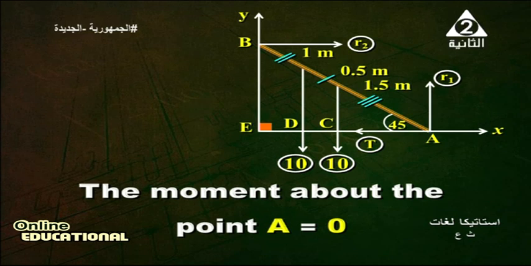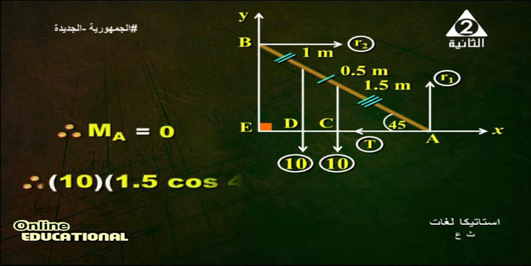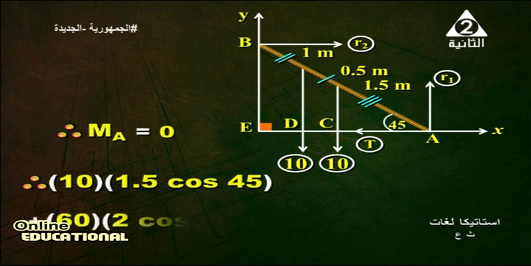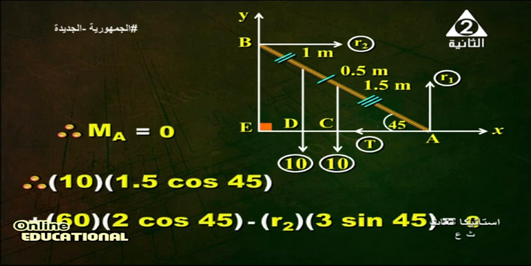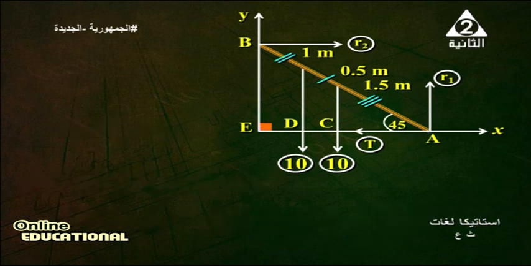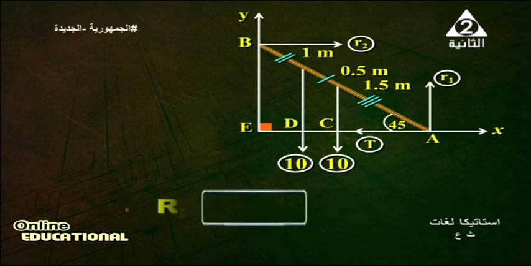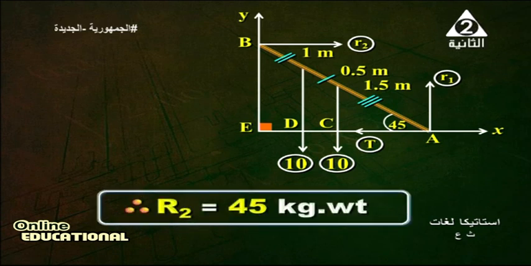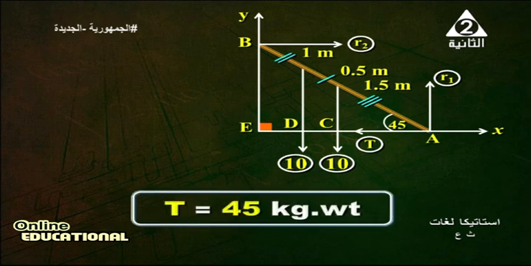The moment at A equals 0. Therefore, moment at A equals 10 times 1.5 cosine 45, plus 60, this is the weight of the man, 60 times 2 cosine 45, minus R2 times EB, EB equals 3 sine 45, equals 0. Therefore, by using like terms, we deduce that R2 equals 45 kilogram weight. By substitution, T equals 45 kilogram weight.